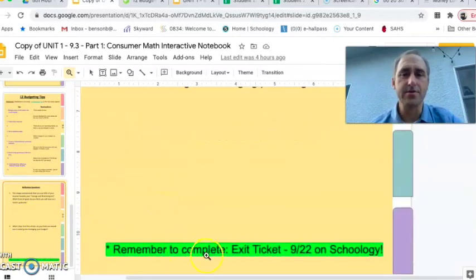When you're done with the reflection, we'd like you to go do the exit ticket back in Schoology.